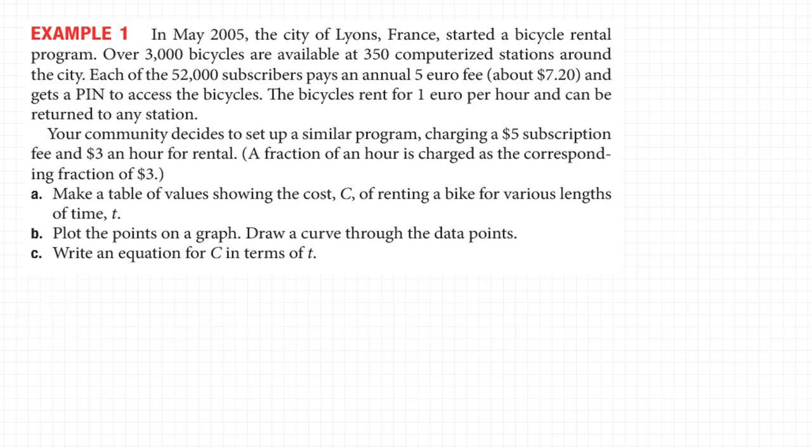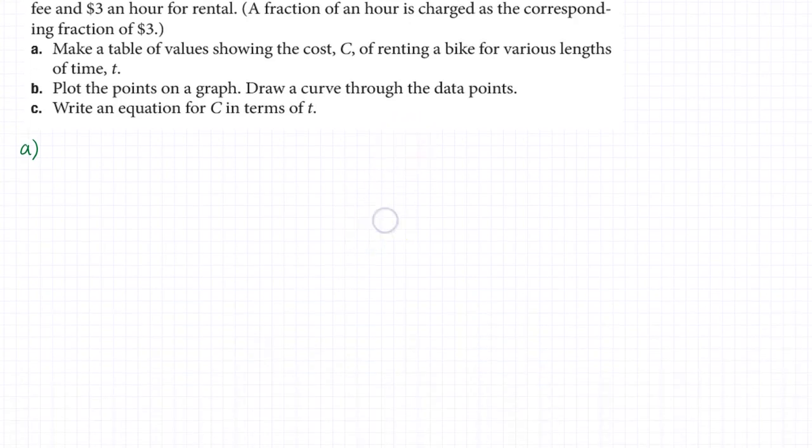Okay, now that you've read it, let's start with part A. It says to make a table of values, so we want to think about how the cost changes as time changes. If you're not sure where to start with this, a good place is just to start by making a blank table, which will look something like this. Always a good idea to include units with all of your numbers. For example, T represents the number of hours that you ride the bike. C here represents the cost.